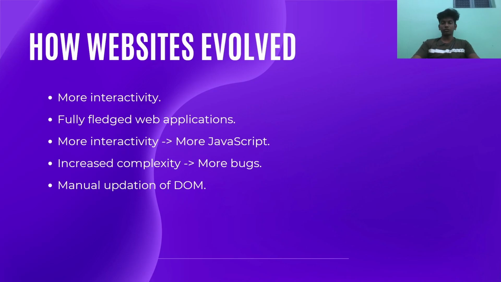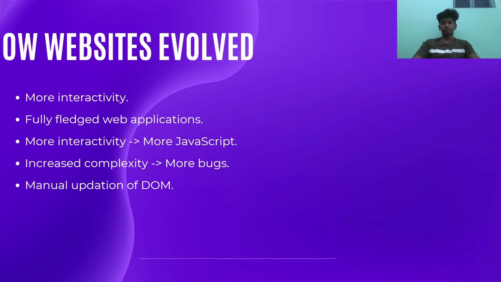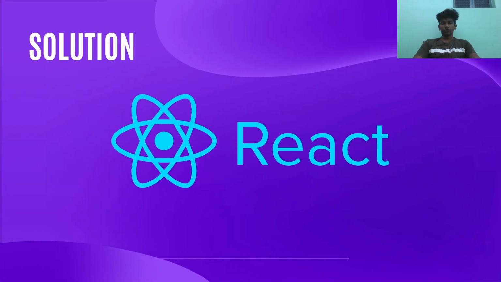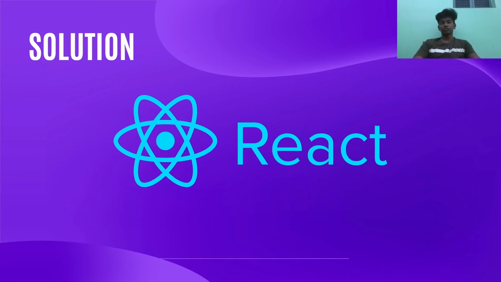This ordered structure of objects in the form of a document is called the Document Object Model. The solution: React came as a solution to this problem. React solved a lot of the problems that came due to the evolving of websites. For example, due to the addition of more interactivity and more complexity to web pages, the performance of web pages drastically reduced.